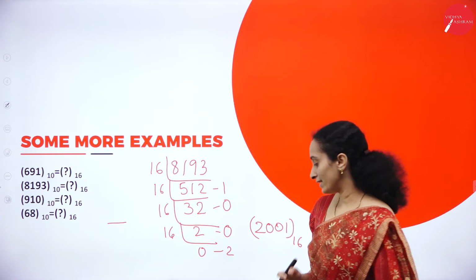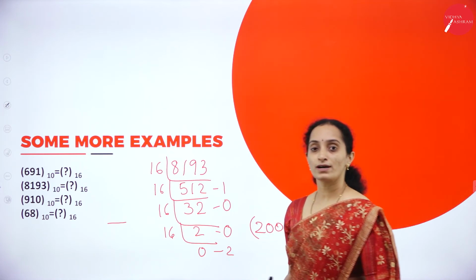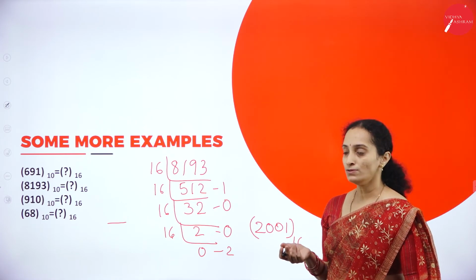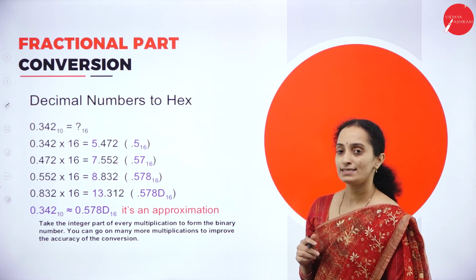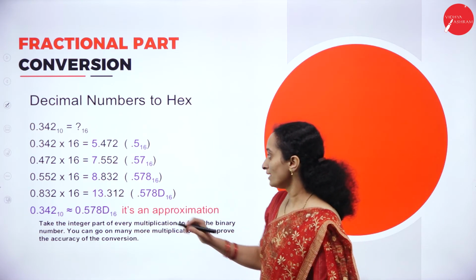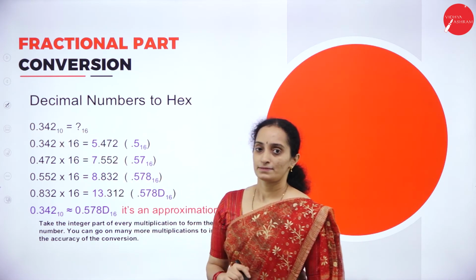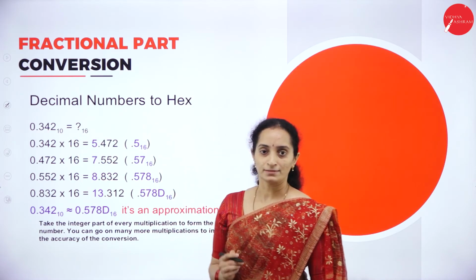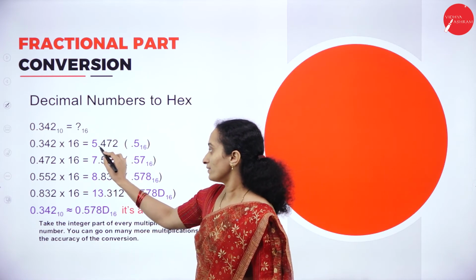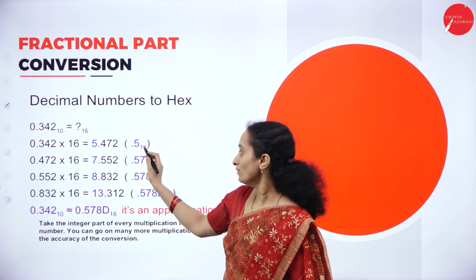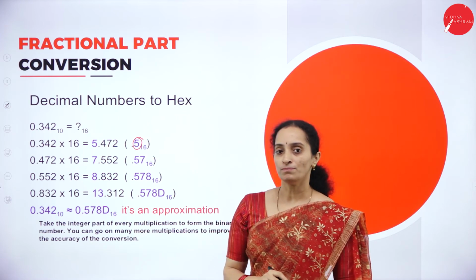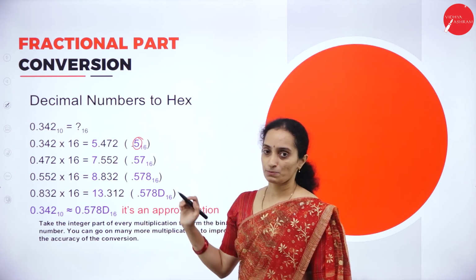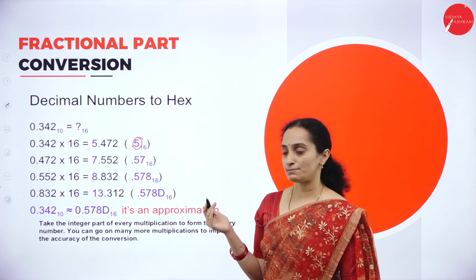When it comes to the fractional part, how do you convert the fractional part of a decimal to hexadecimal? It is again the same procedure. Fractional part 0.342 multiplied by 16, you will get 5.472. 5 will be the value considered for the first position after the decimal point.